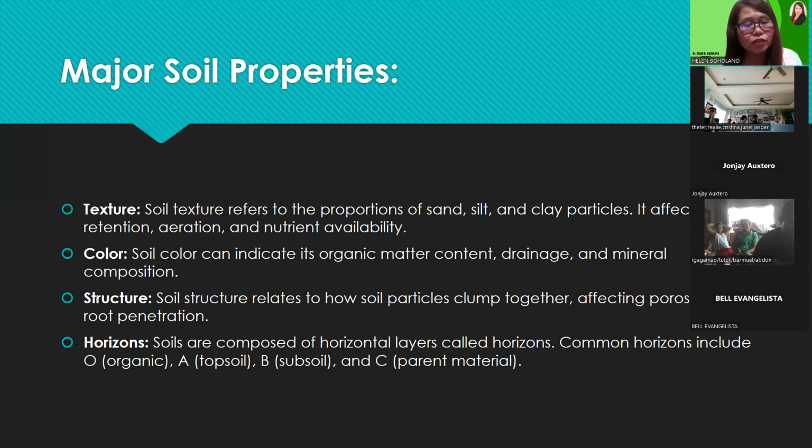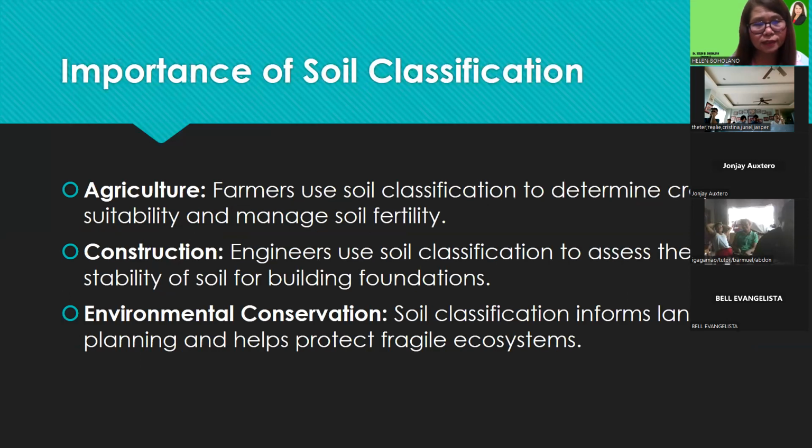Then the horizons, no? The horizons which was learned a while ago. Composed of soil layers called horizons. Common horizons include organic, topsoil, subsoil, and parent material. So these are important major soil properties. So there are also different classifications.